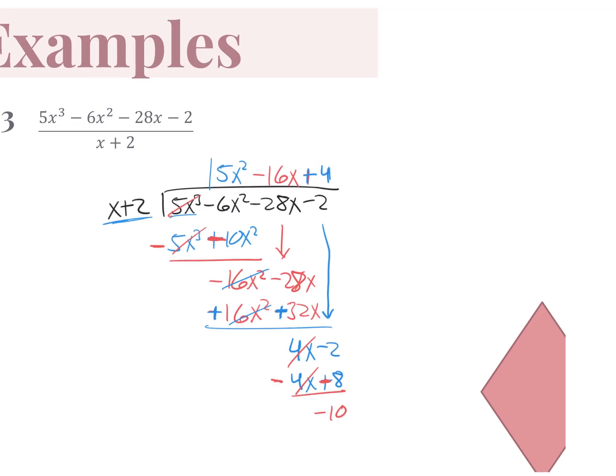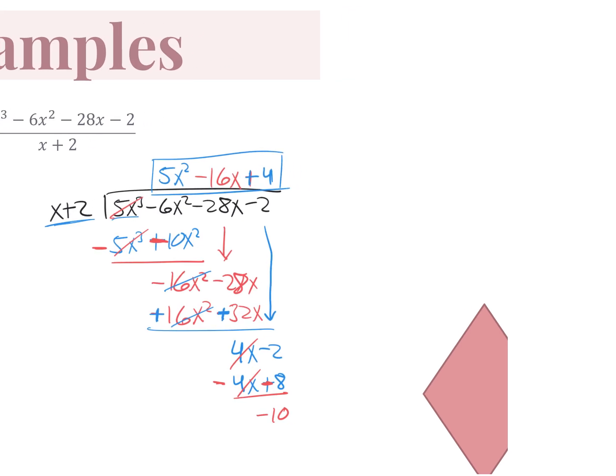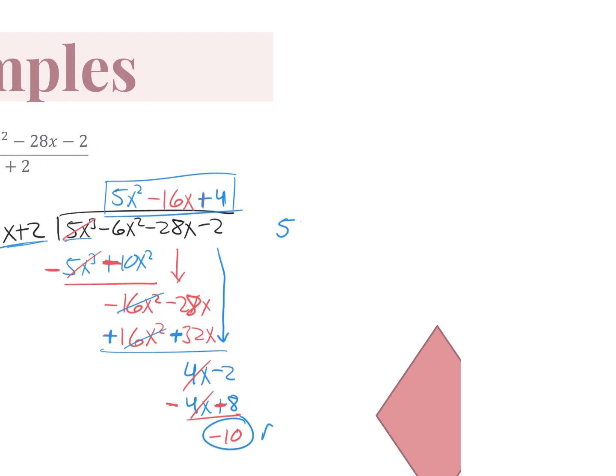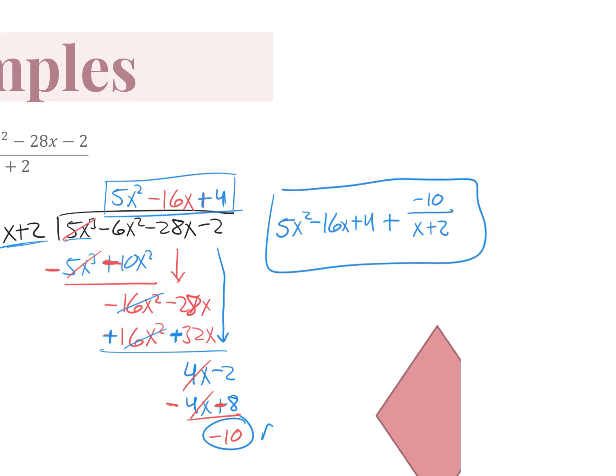So this right here, this was our quotient. But that's not the only thing that we have in this problem. I still have my remainder of negative 10. So to write my final answer, it would be my quotient, 5x squared minus 16x plus 4, and then plus my remainder, which is negative 10, over my divisor, which is x plus 2. And then this is my final answer.